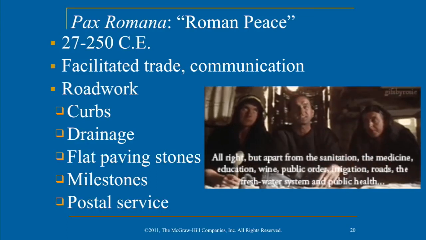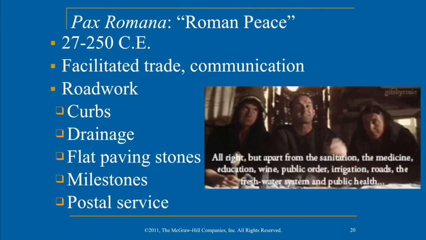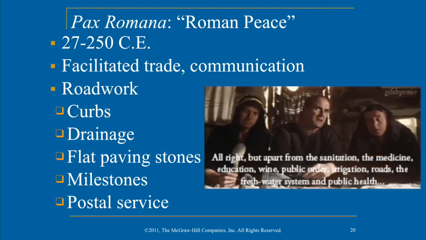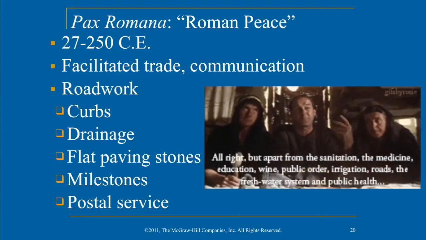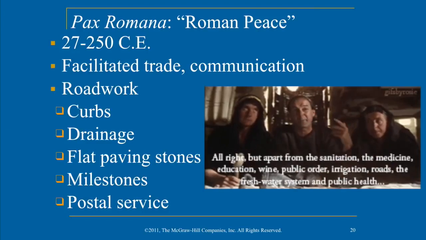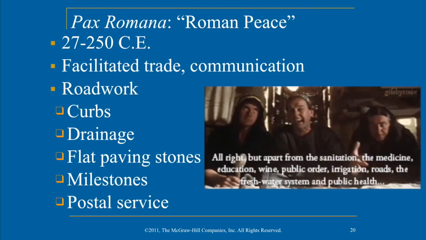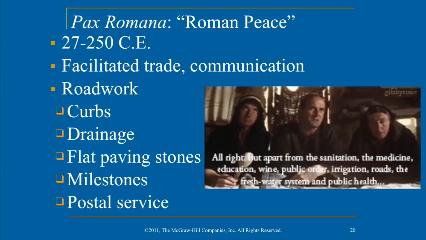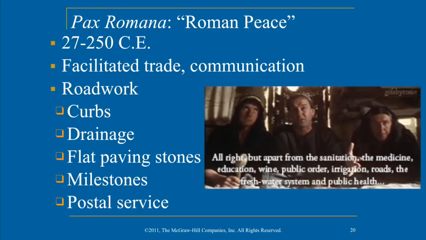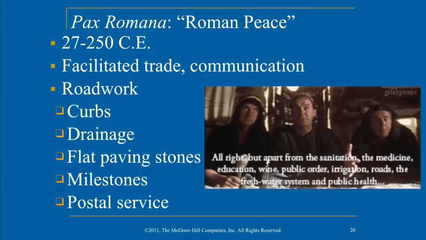And along that road, they had, like I said, curbs, which allowed up to two carts. These things were like 15 feet wide in some places, and they were allowing carts to go both ways, almost like a highway today. There's drainage. Instead of puddles everywhere, which could ruin your cart and was kind of gross and could make you sick, it allowed the rocks, the pavers, to drain down and protect your goods and keep your cart from getting stuck.